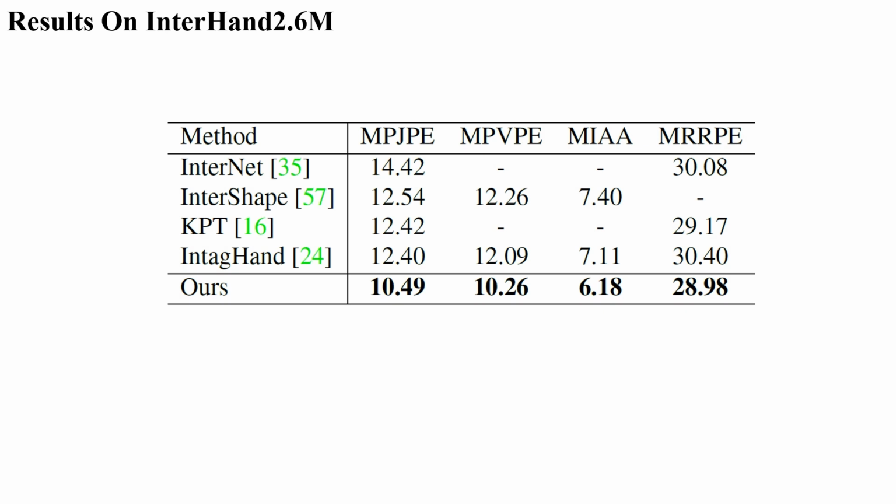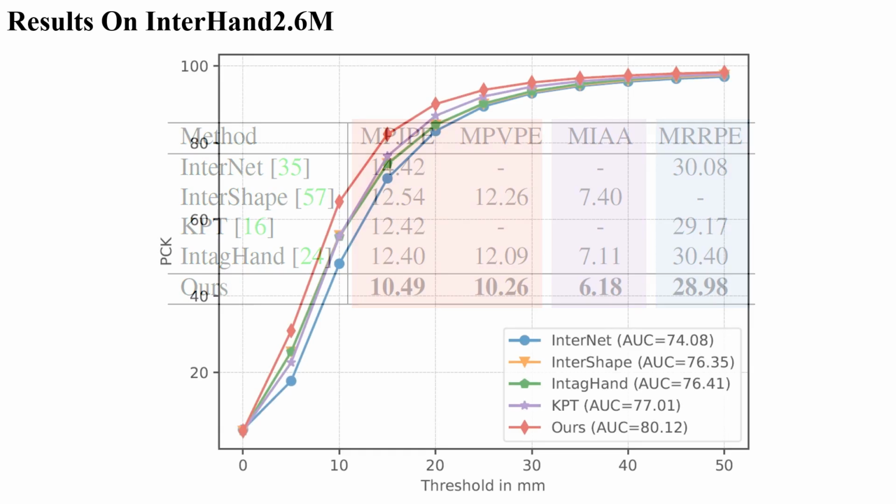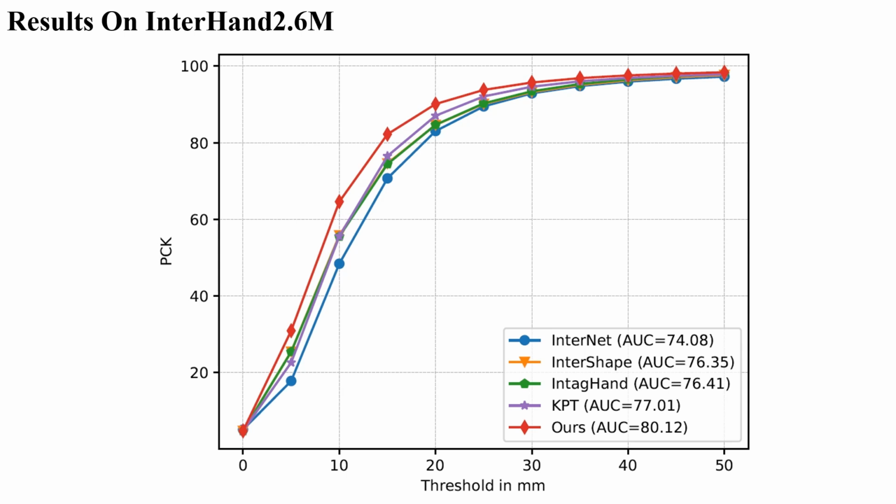First, our method has significant advantages in average joint error and average vertex error. At the same time, our method can achieve better image-mesh alignment. Finally, our method shows a better understanding of the spatial relationship of the interacting hands. Furthermore, our method outperforms the state-of-the-art method in PCK at all thresholds.